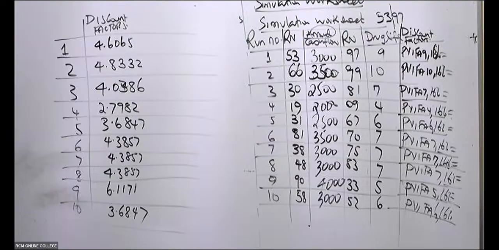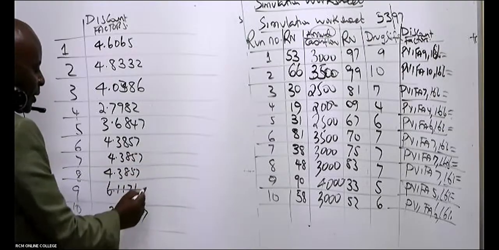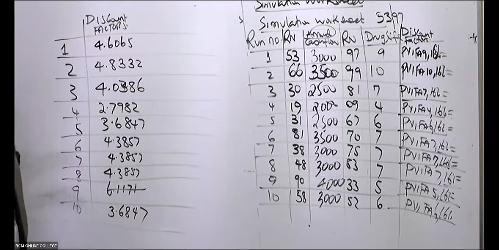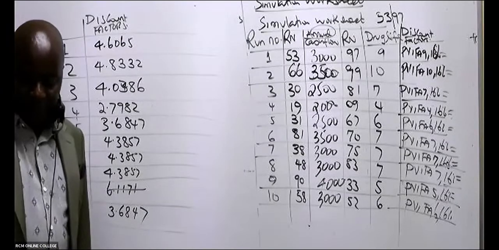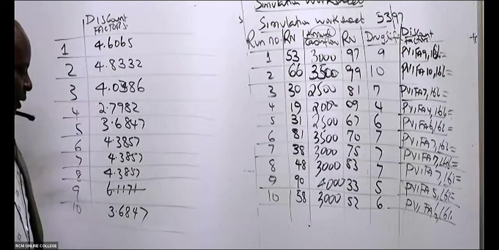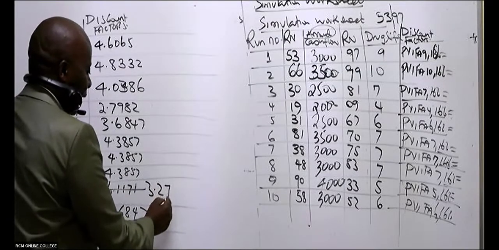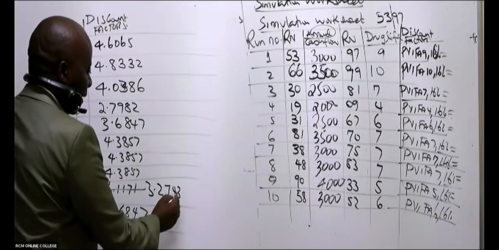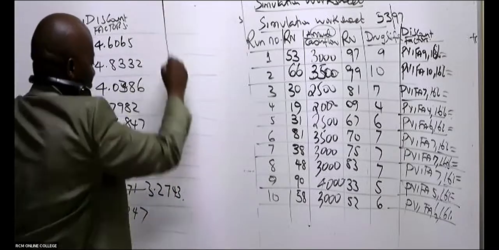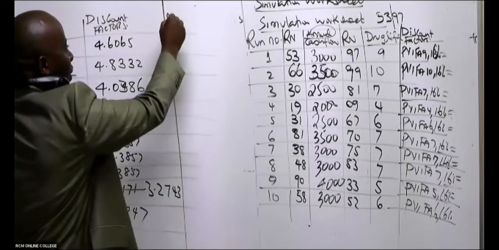Please check your number 9, because you see, this is 5 years. Check your number 9 again. 3.2. 7.43.